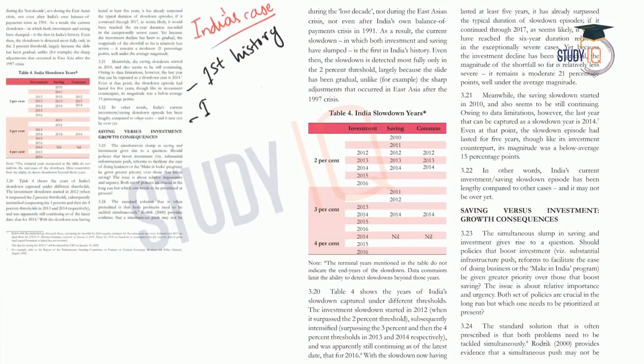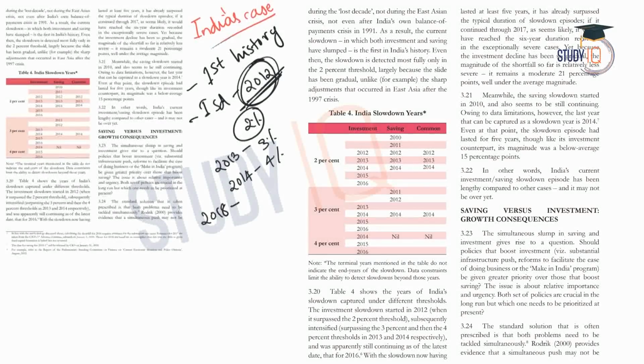Coming to the investment slowdown. The investment slowdown started in 2012. As we said, there is a certain threshold or limit. In 2012, it was a 2% threshold. In the following year, 2013, it aggravated to 3%, which means the magnitude of the slowdown has increased. Again, in 2014, it increased to 4%. So this started in 2012 and now it is 2018. So we can say that this has reached a 6-year duration now.